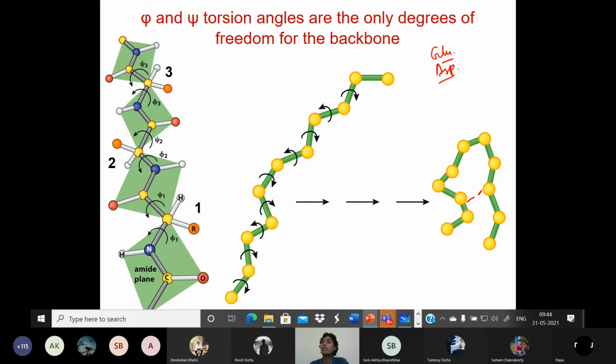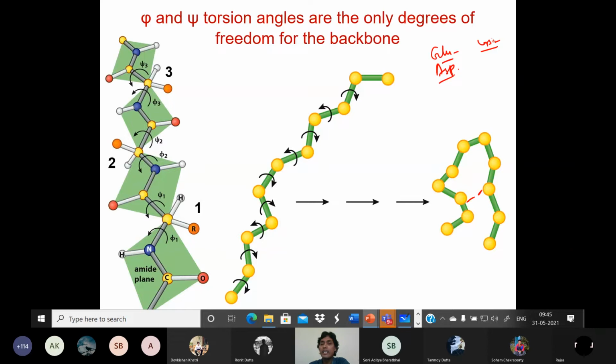So maybe one glutamic acid and one lysine. Lysine is another amino acid that has a positively charged side chain. That might help. So apart from this possibility of phi and psi angles based on the bulkiness of the side chain, also the chemical properties, whether they are hydrophobic, hydrophilic or polar, and how they interact together, those things also decide how a protein will be folded, right?